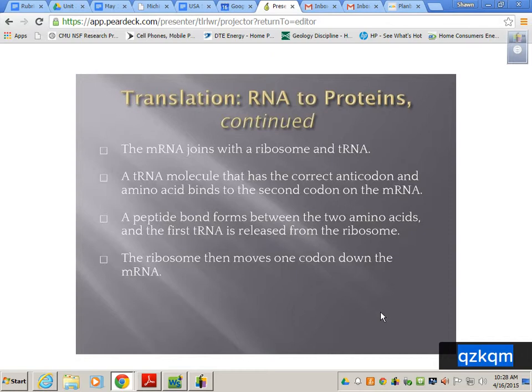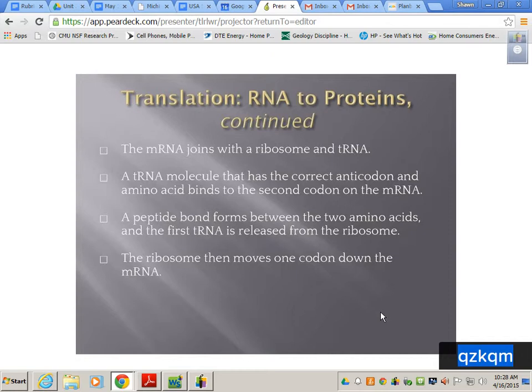I will tell you, you can fit two codons inside of a ribosome at a time. Would I ever need to have more than two inside of there? Would I ever need to fit more than two codons into a ribosome? No, because once two amino acids get next to each other, they form a what? Peptide bond, and I don't have to hold them in place anymore. So a peptide bond will form between the two amino acids, and the first tRNA is released from the ribosome. Now the ribosome will move one codon down the mRNA strand.